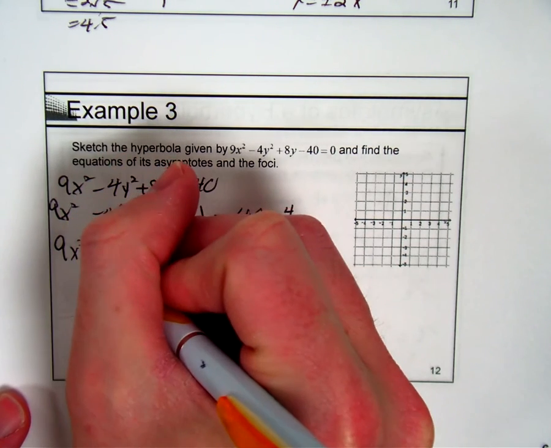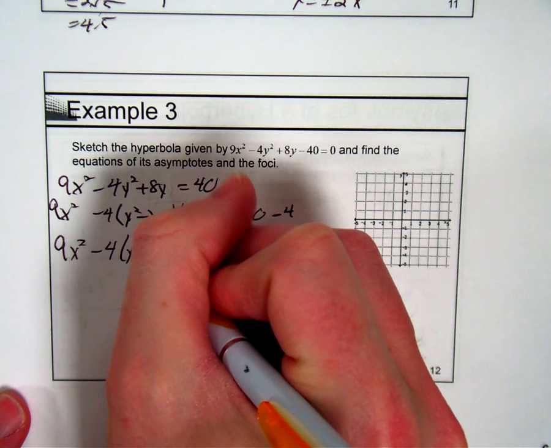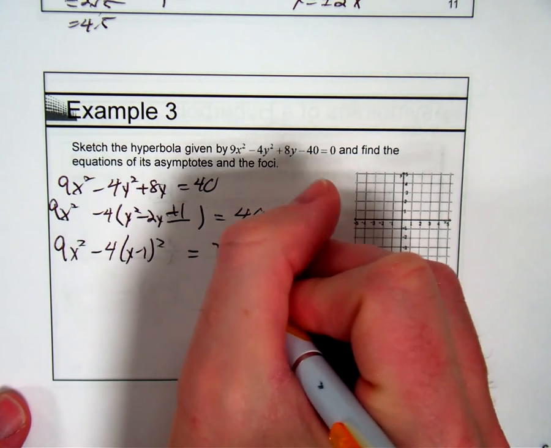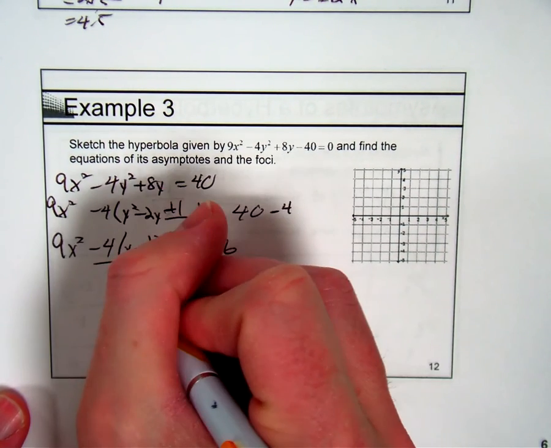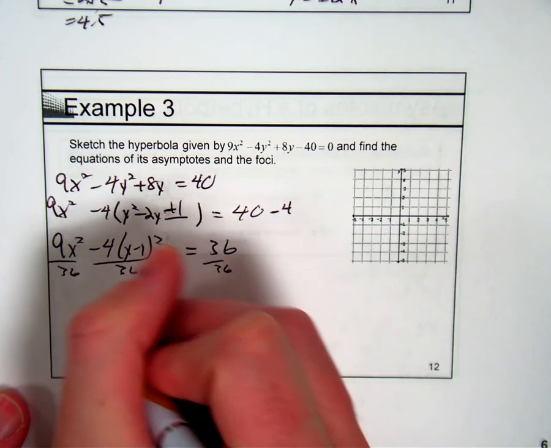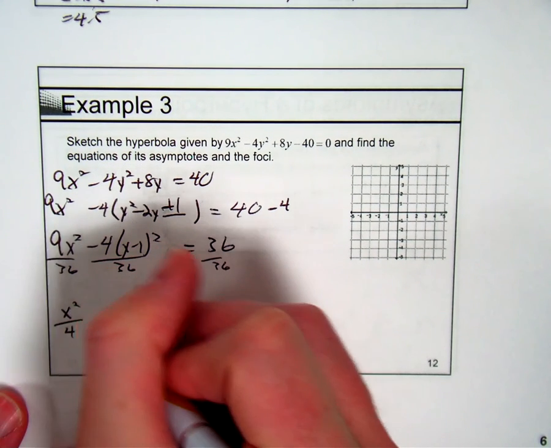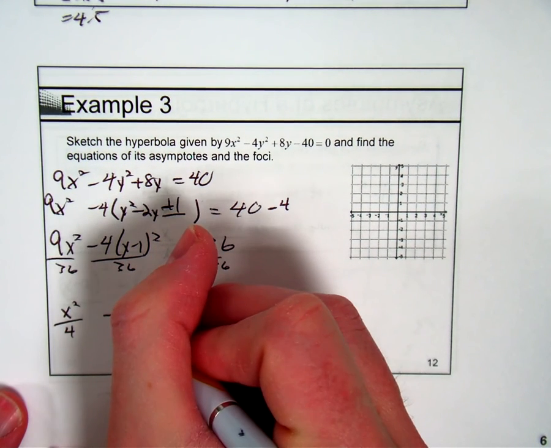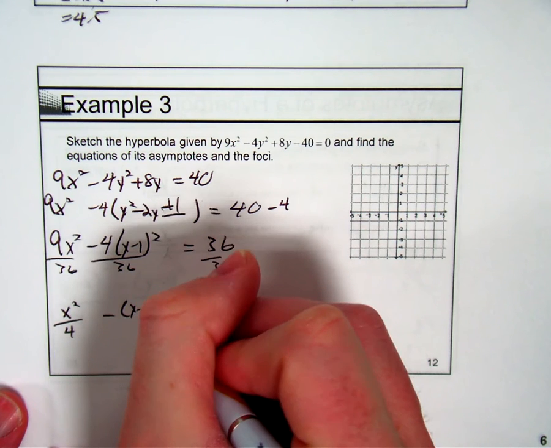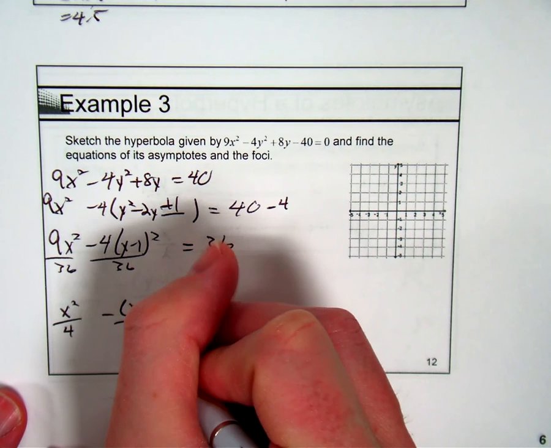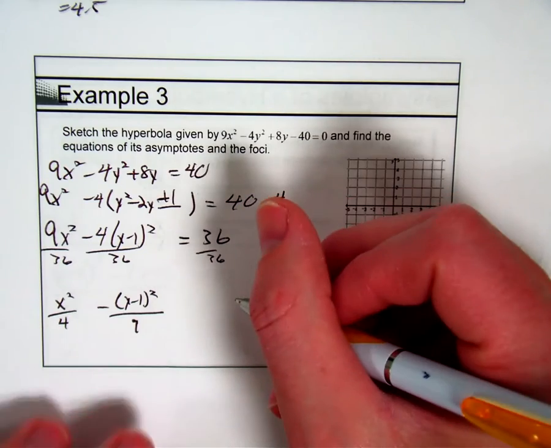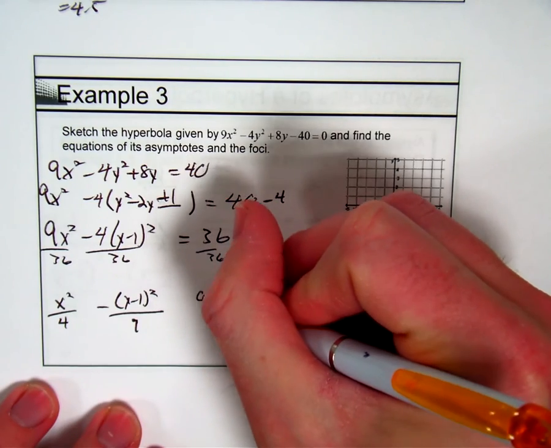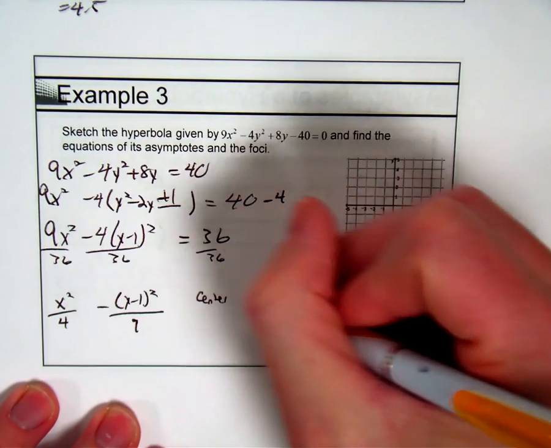Okay, complete our square. Y minus 1 squared. On this side we'll have 36. Alright, now we're going to bring it back over. We're going to divide everything by 36. And now we should be able to get all the information we need. Okay, our center, 0, 1.